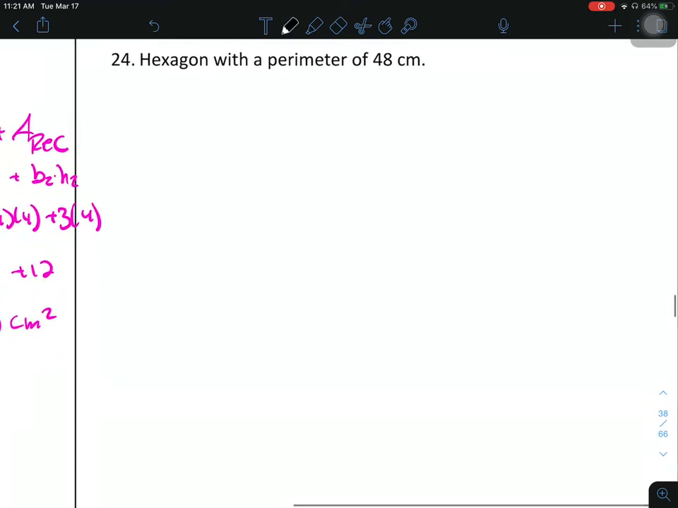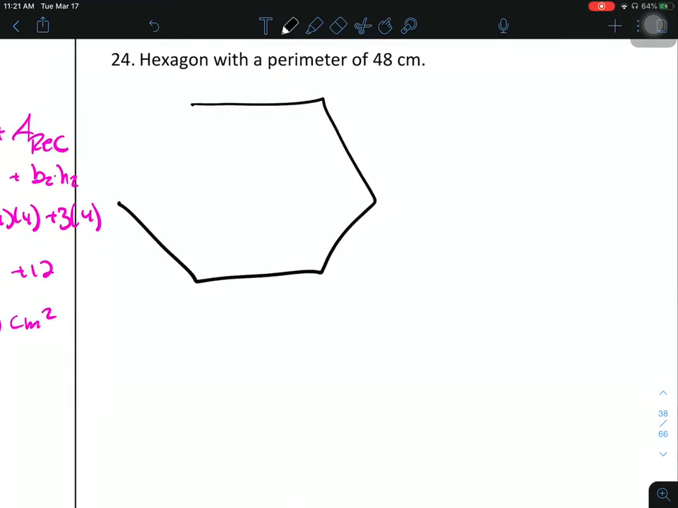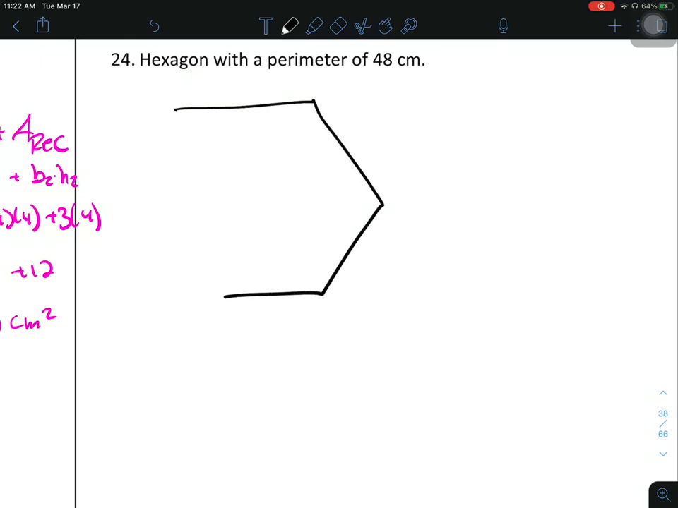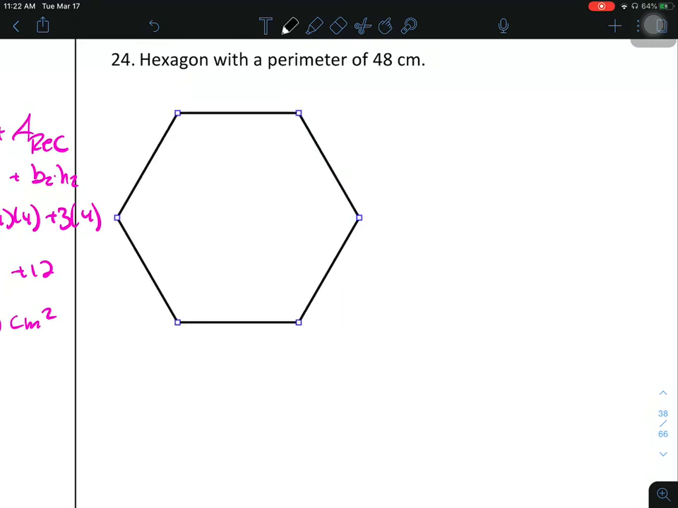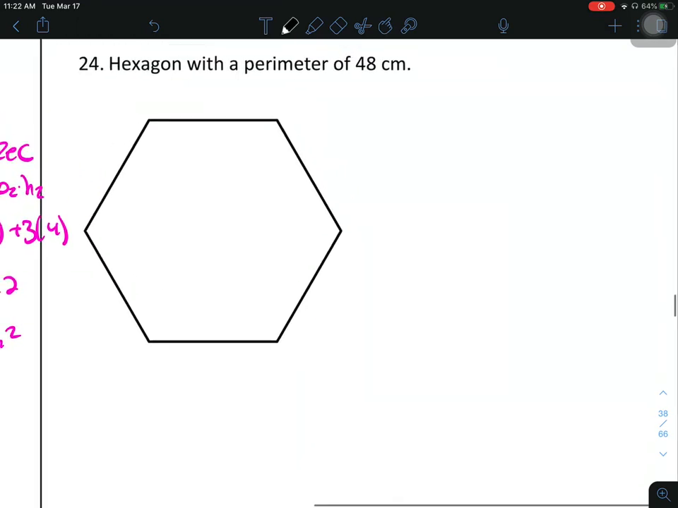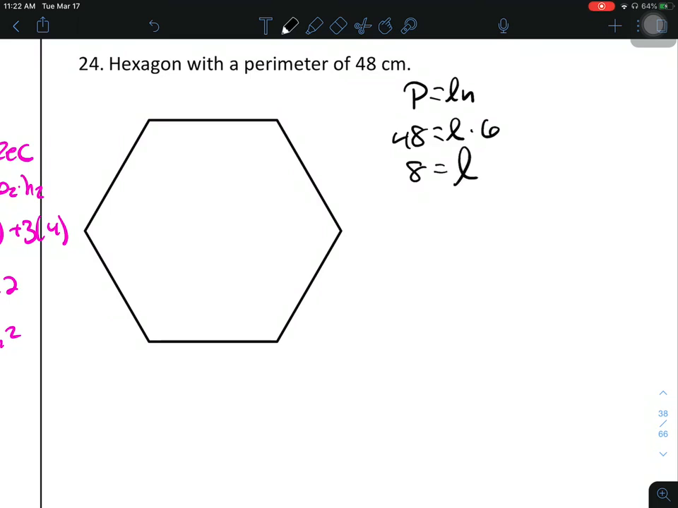Well, let's draw this hexagon. Didn't end up too nice. It's better. So if the perimeter, which is length times the number of sides, is 48, and this has 6 sides, that's going to make each side 8. Excuse me. That's relevant because we want to try to figure out what the apothem is. We want to also find a central angle.